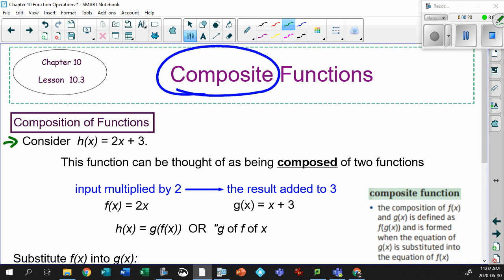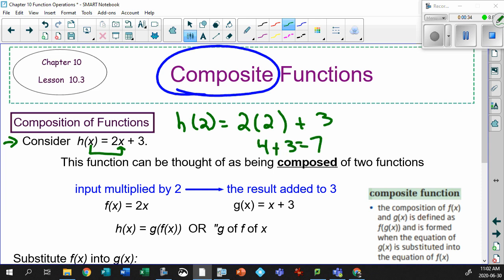There's the h of x, okay? Now you're used to doing things like, oh, h of 2 means that wherever there was an x, you replace that with a 2, right? And then just BEDMAS it. 2 times 2 gives you 4. 4 plus 3, of course, gives you a lucky 7.